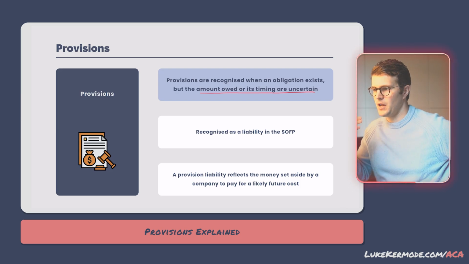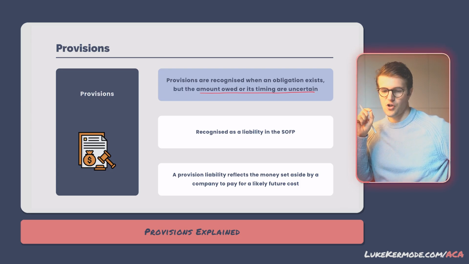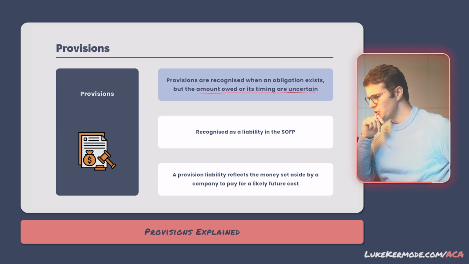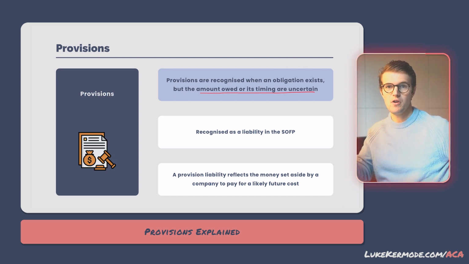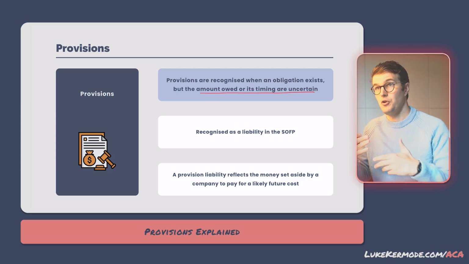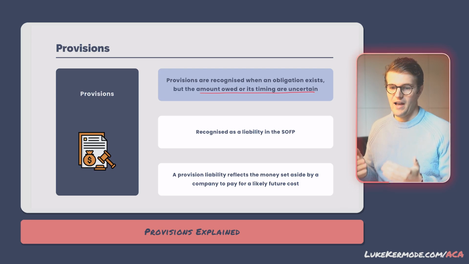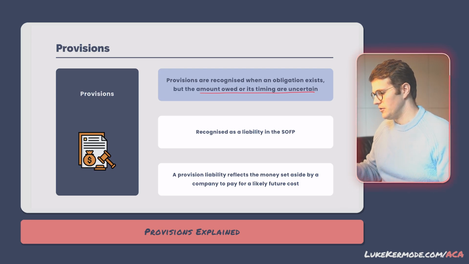It's also important to distinguish provisions from accruals. Accruals relate to future obligations where the amount owed is known, so things like unpaid wages, whereas provisions relate to obligations that exist but where the amount owed is very uncertain. So in short, provisions are important components of a balance sheet because they help ensure that businesses are reflecting future costs within their accounts, even when the amount that is owed and the timing of that payment aren't certain.